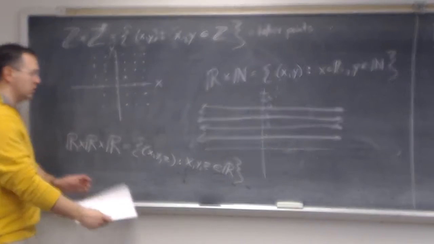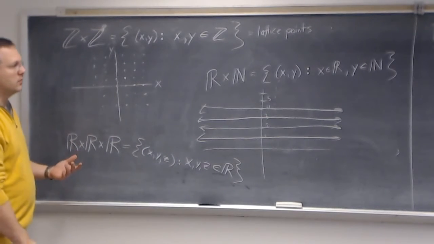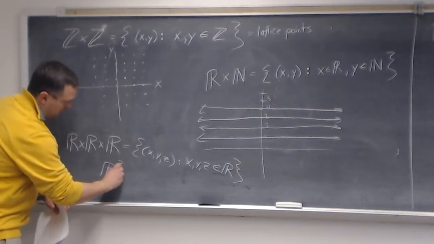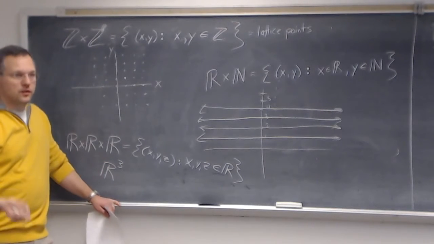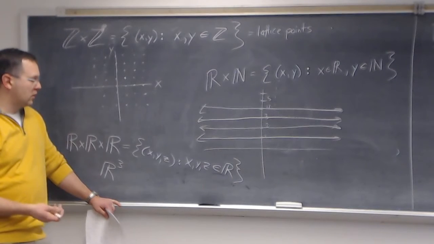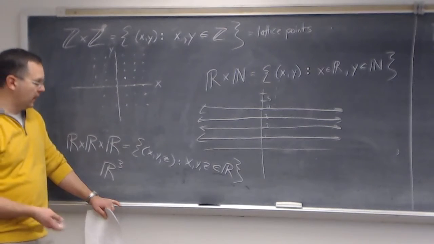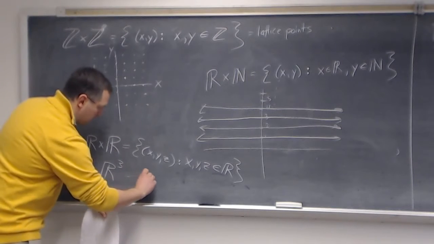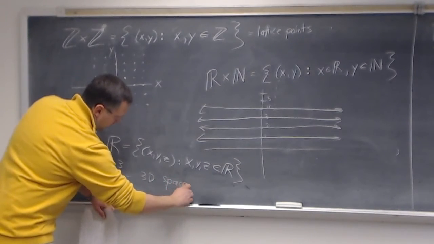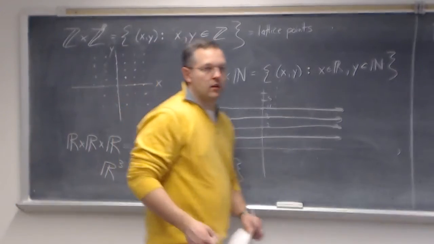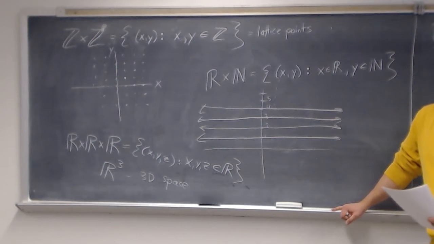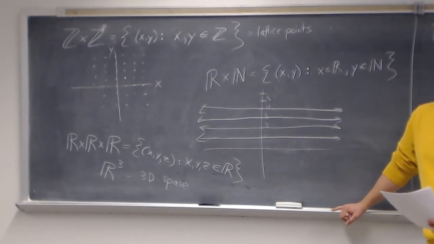So you can extend this to any number of sets, but again, this is always represented as R to the 3rd power, R cross R cross R. So you just think of this as 3-dimensional space. You could have higher dimensions, but you can't really visualize above 3 dimensions.